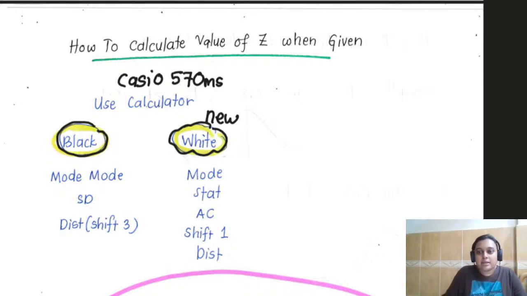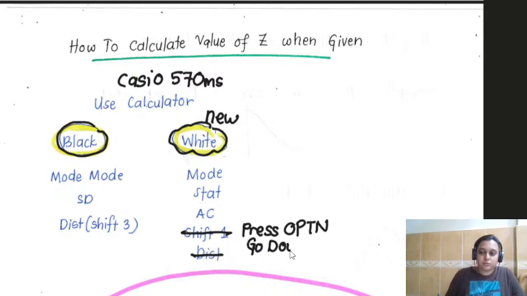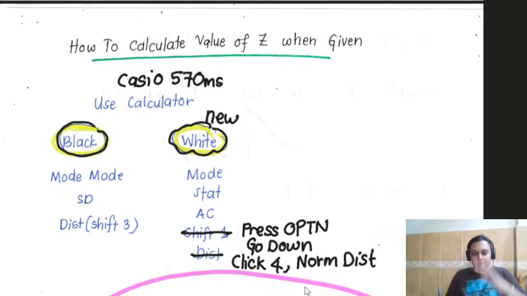Okay, this one a bit of changes we need to do to whatever teacher wrote there. Why, I think when I did the notes I did a bit wrongly already. Okay, first is mode, lepas tu stat, lepas tu AC. After AC these two you cut, yang ni dua bukan. After the AC the next one is press OPTN. Then go down. After go down, press number 4 will come out as normal distribution. These three you add for the new calculator if you're using the new calculator.